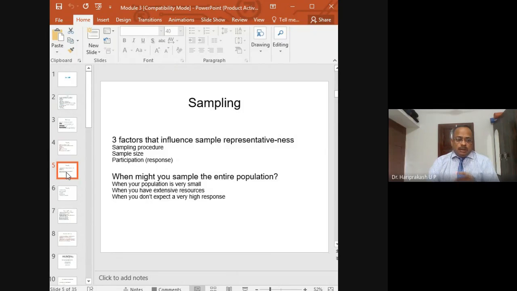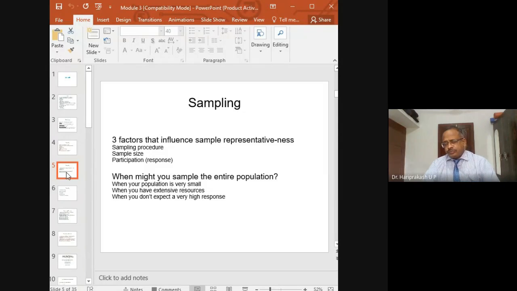Okay. When might you sample the entire population? When you can do an entire population survey, when you can include, instead of a sample, when you can collect data from the entire population. In which situation? In all situations it is not possible. But in some situations, yes, it is possible to collect data from the whole population. When your population is very small, when the population under your study is smaller, then you can collect from the whole population. Not necessarily you have to go with a sample.